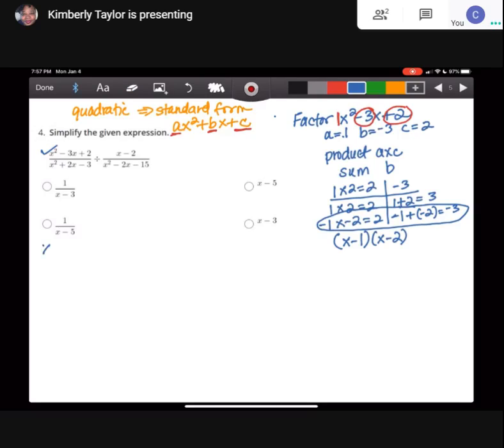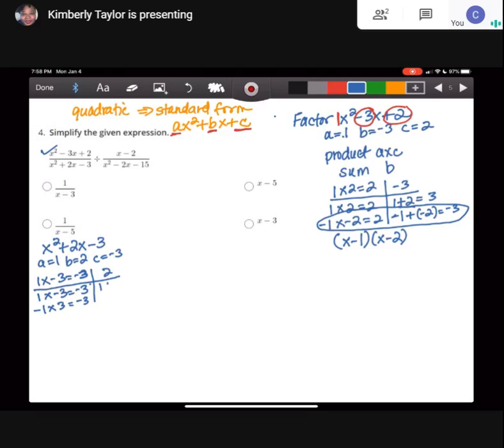You have x squared plus 2x minus 3. My a is 1, my b is 2, and my c is negative 3. So my product needs to be 1 times negative 3, which is negative 3. And my sum needs to be 2. So what numbers can I multiply in order to get negative 3? I can say 1 times negative 3 gets me negative 3. I also could say negative 1 times 3 gets me negative 3. But which one of these equals 2?